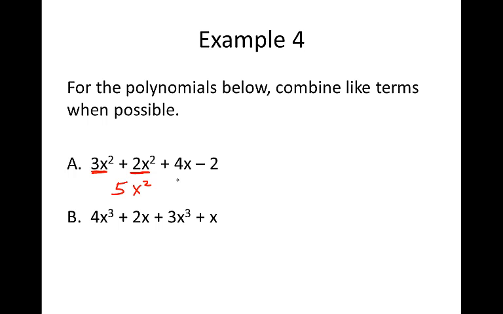And 4x minus 2, nope, so it's just plus 4x minus 2. Now if that were 4x minus 2x, I could combine them, but it's not. So this is it. See what you can do on B.